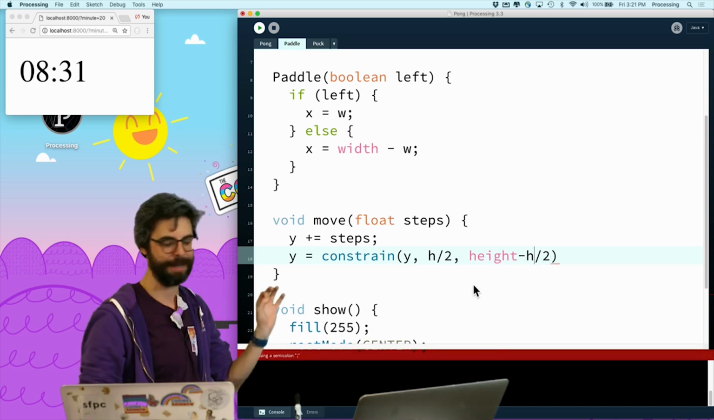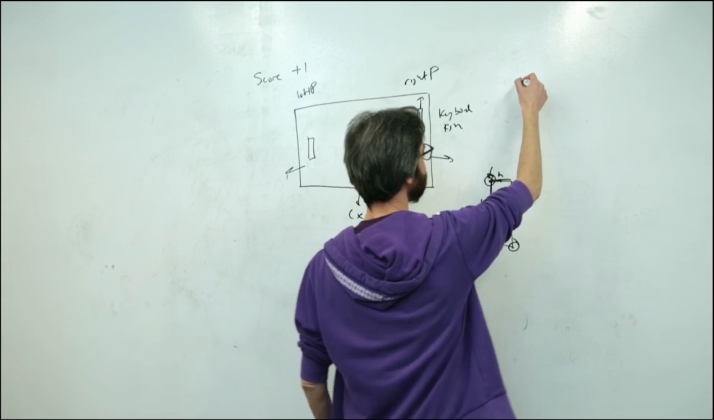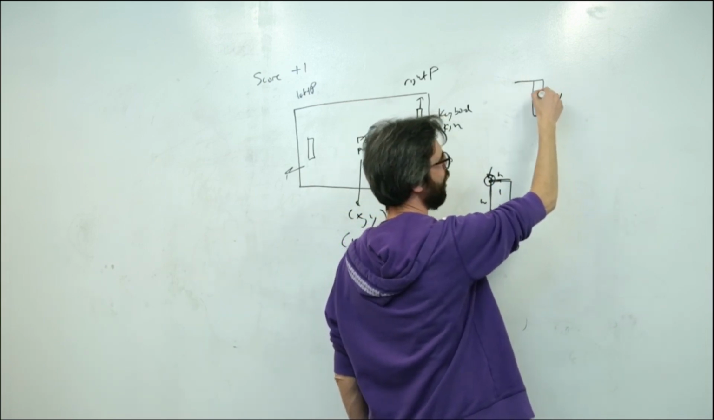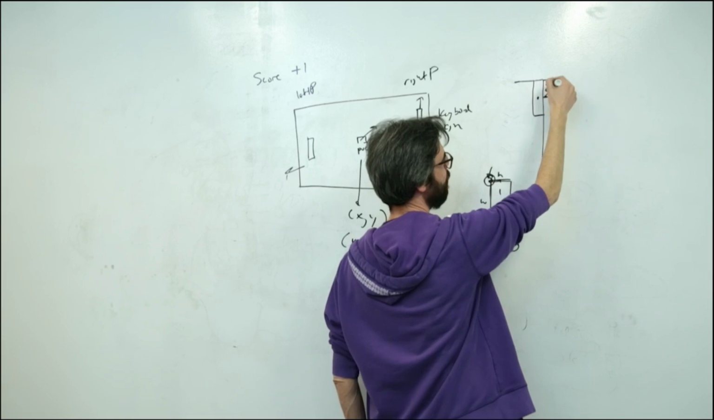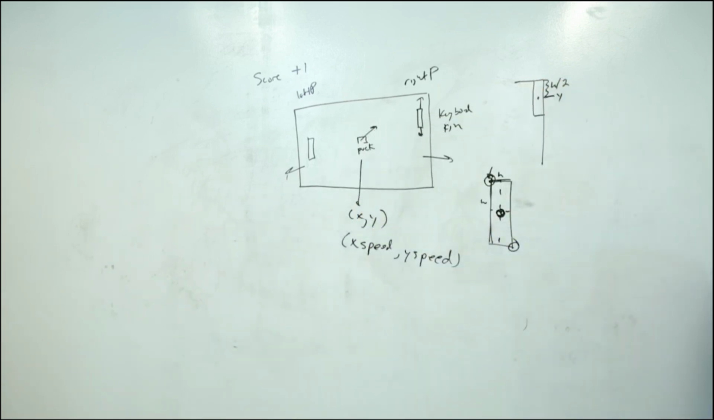So this would now keep it, I'm going to draw a diagram, forget the time, right? Because if this is the edge, this is the y where it can't go up any further. And this amount is the paddle's height divided by 2. So that's sort of an important piece there.